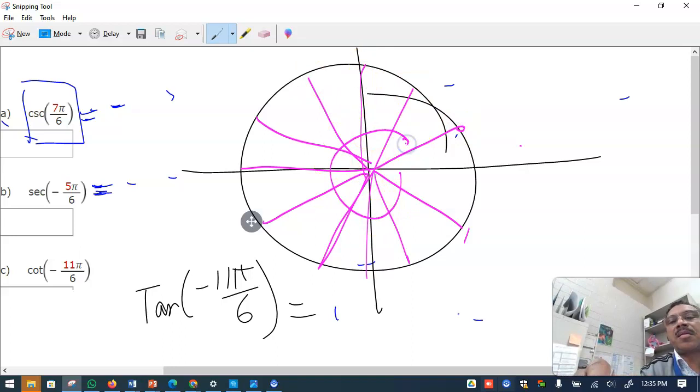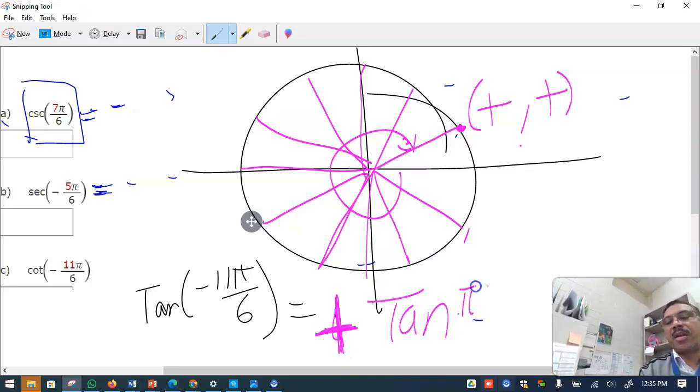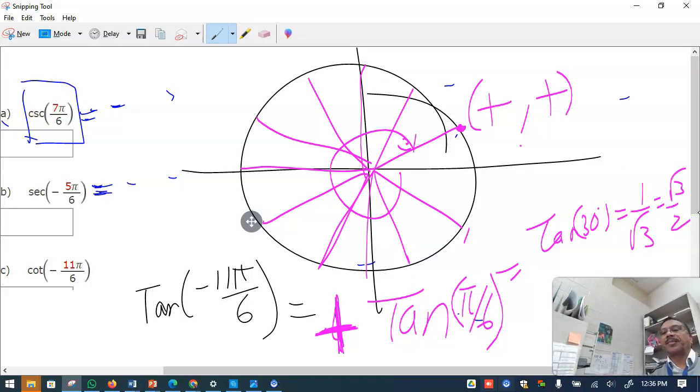So this angle is in the first quadrant, where both are positive, so the answer is going to be plus. It is tan of just the reference angle, pi by 6, and you're done. We know this is tan 30, which you are supposed to remember, is 1 over root 3, or root 3 over 3 also. Sorry, root 3 over 3. And this completes problem number 12. I hope that helps. And then the last one.